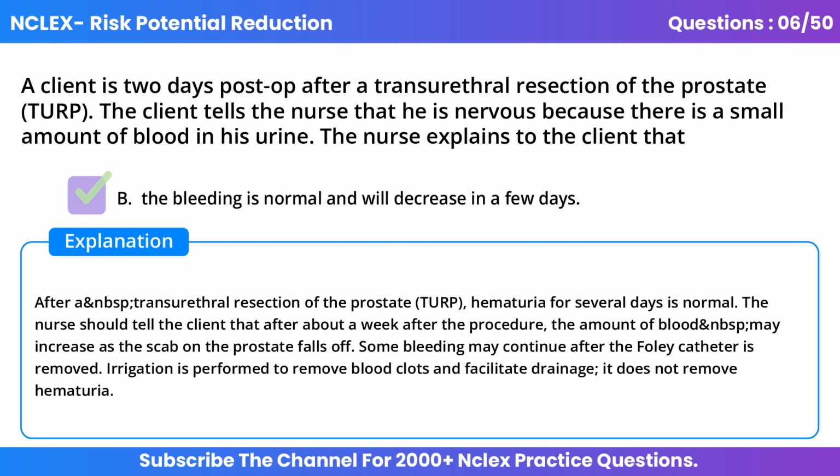After a transurethral resection of the prostate, TURP, hematuria for several days is normal. The nurse should tell the client that about a week after the procedure, the amount of blood may increase as the scab on the prostate falls off. Some bleeding may continue after the Foley catheter is removed. Irrigation is performed to remove blood clots and facilitate drainage. It does not remove hematuria.